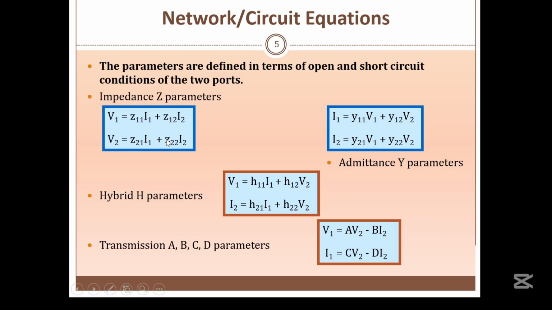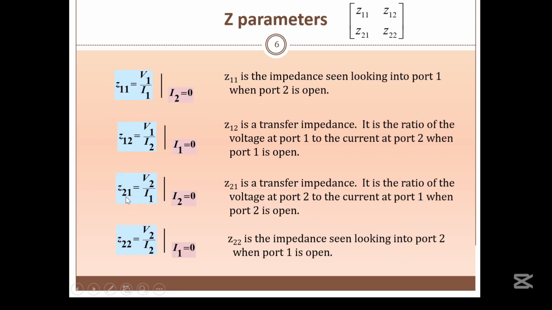Similarly, when I2 equals 0 in the second equation as well, only these two things will be remaining. V2 equals Z21 I1, so Z21 equals V2 over I1. You see here you will have V2 over I1 equals Z21.